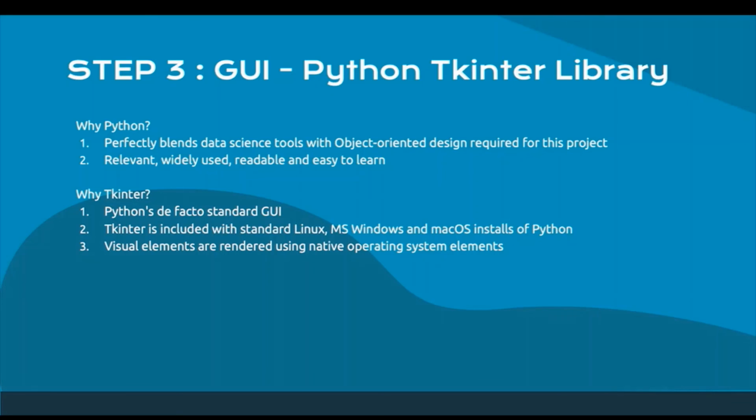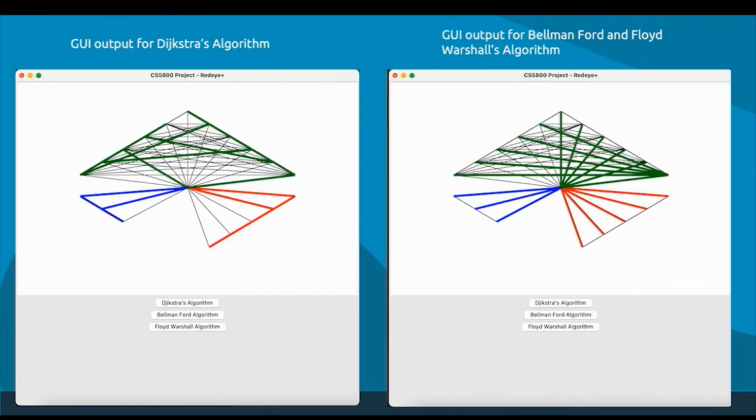Why did we use Tkinter? Python's de facto standard GUI is the built-in Tkinter library. It is included with standard Linux, MS Windows and Mac OS installs of Python. Visual elements are rendered using native operating system elements. This is a screenshot of the graphical user interface developed for this project. The left-hand side shows output for Dijkstra's algorithm, whereas the right-hand side shows the output for the Bellman-Ford and Floyd-Warshall algorithms.